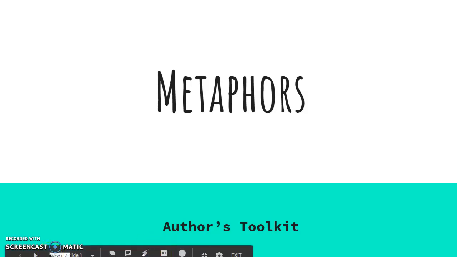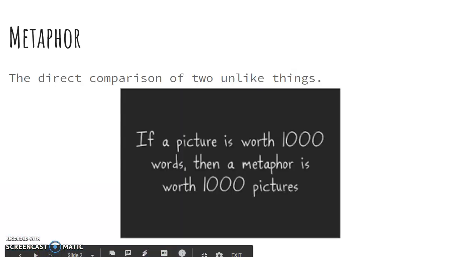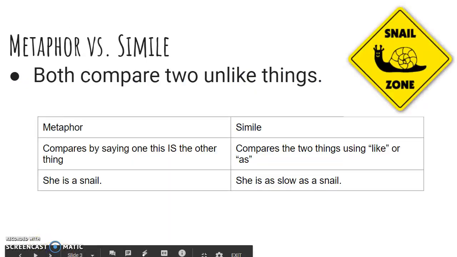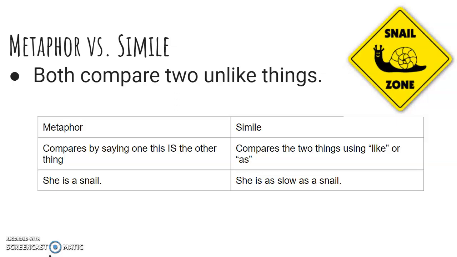And metaphor is one that we do confuse a little bit with similes, so we're going to talk a little bit about that. So a metaphor is a direct comparison of two unlike things. So much like a simile, they are comparing two unlike things. The difference that you need to remember is that similes use those words like or as, whereas metaphor is directly saying those two things are one another.